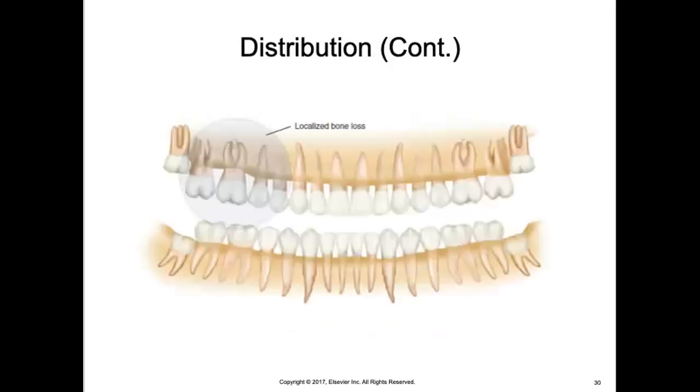So for example, this is localized bone loss. For the most part, this patient is relatively healthy. They have some nice healthy bone levels throughout the entire mouth. But here they might have a little problem. There's a localized bone loss here. It's less than 30% of the mouth, and just some areas that need attention.